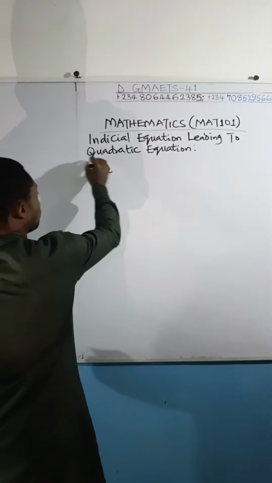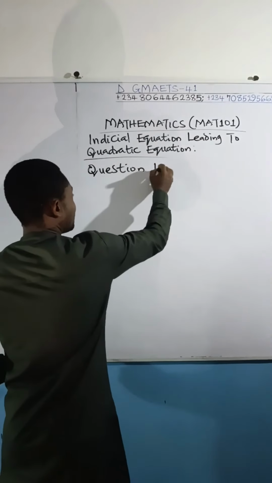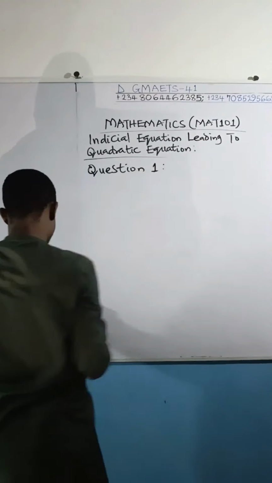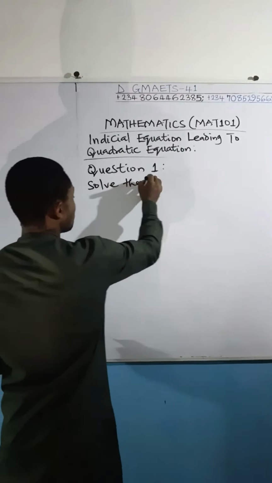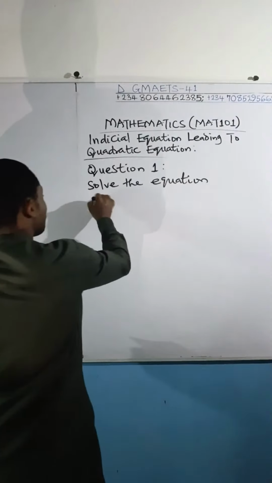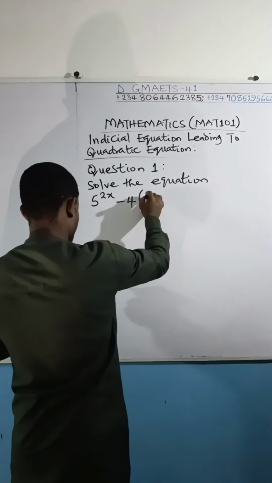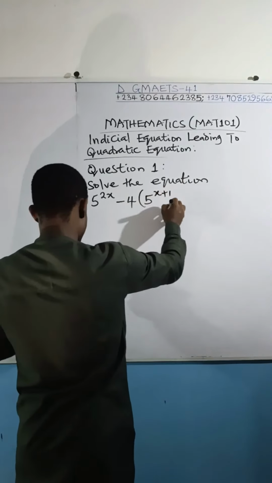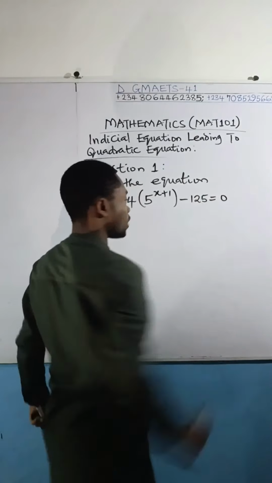Question number 1. Let's see what we have. This class is going to be an interesting class, as always. Solve the equation. So we have 5 to the power of 2x, and then minus 4, open bracket, 5 to the power of x plus 1, and then minus 125 equal to 0.